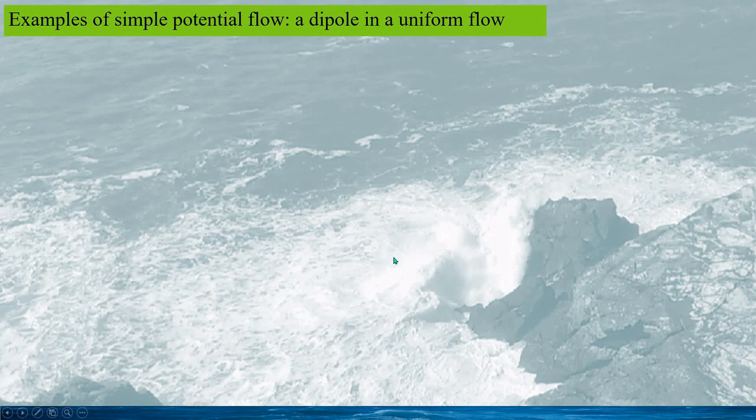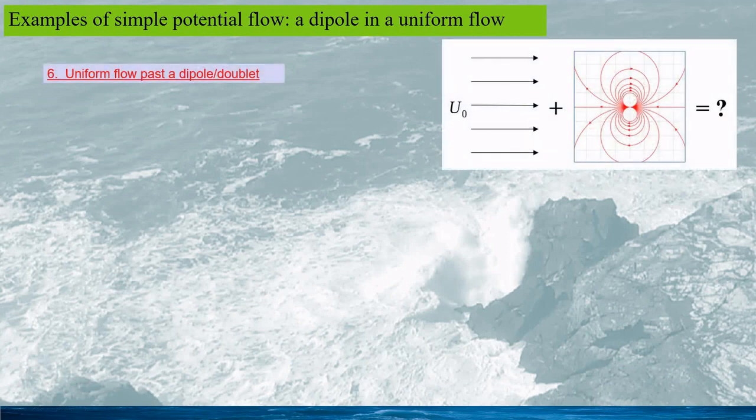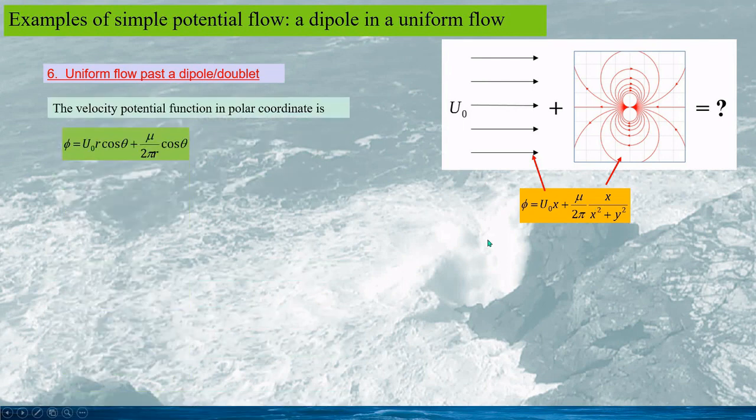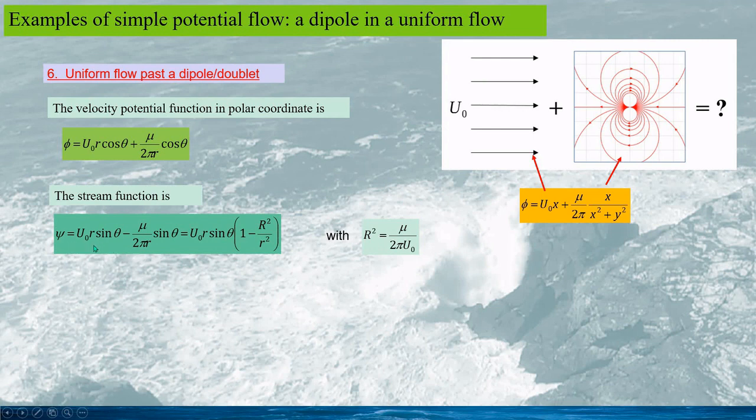In this slide, another interesting example of the potential flow: a uniform flow passing a doublet. Similarly, the total potential function is given by the potential function of the uniform flow plus the velocity potential function for the doublet. In a polar coordinate, the velocity potential function is given by this. Similarly, the total stream function is the sum of those of the uniform flow and the doublet, as this.